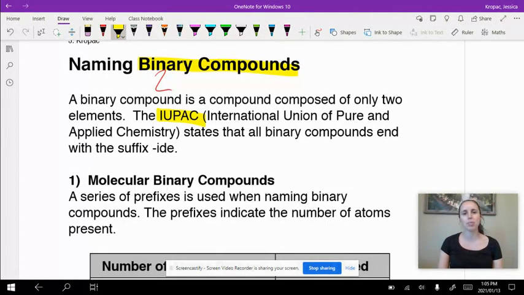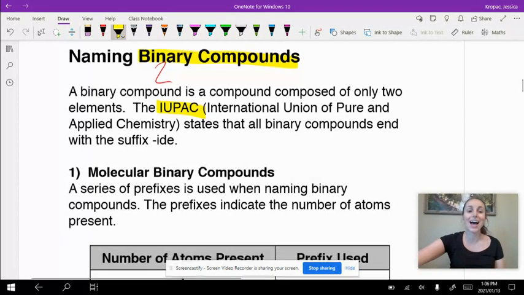So we don't want to come up with one naming system in Canada and then have a totally different naming system in Germany and then different again in Australia. So what IUPAC does is it makes sure there's consistency between chemists. So IUPAC rules are what all chemists follow. That's what we're going to be learning in grade 11, and grade 12 is just the IUPAC rules for chemistry.